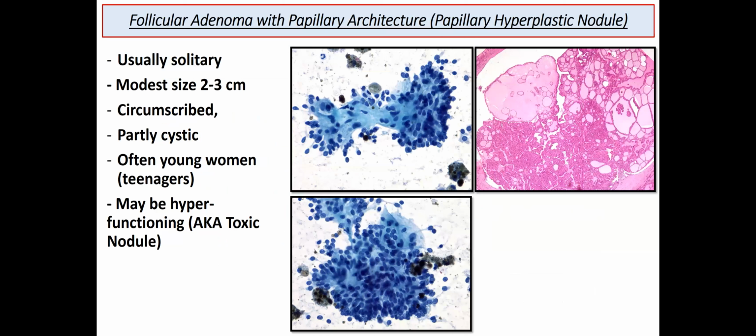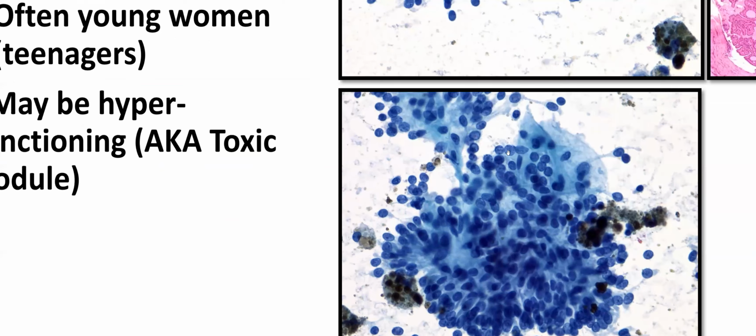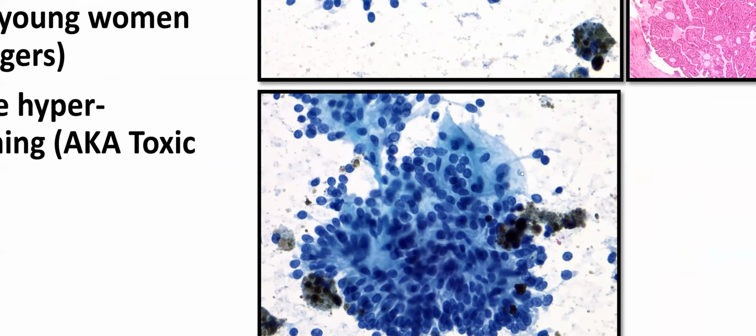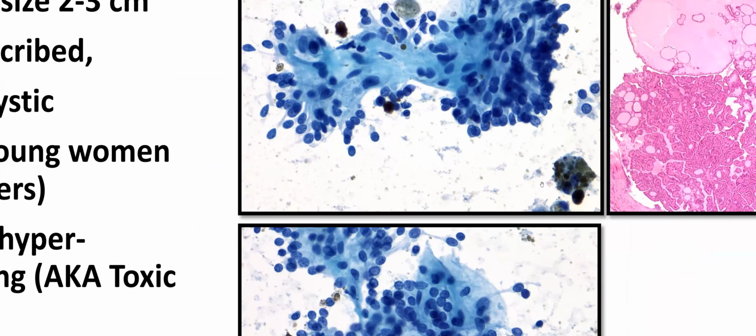Now, what is the differential diagnosis of an oncocytic lesion in the thyroid? The first one is a papillary hyperplastic nodule, which is not papillary carcinoma. It's a benign neoplasm with papillary architecture. Now in the WHO, it is termed follicular adenoma with papillary architecture. The cytology can be tricky because it can have well-developed papillae, but if you look at the nuclear features, they are not those of papillary carcinomas. You may see grooves, you may see macrophages because they can be cystic.